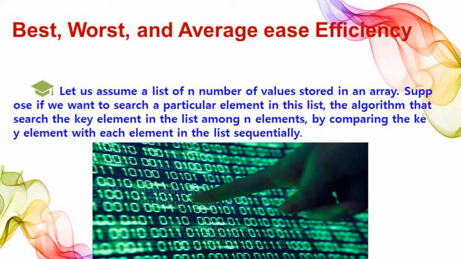Best, worst, and average case efficiency. Here we consider an example: a list of values stored in an array. Suppose we want to search for a particular element in this list. The algorithm searches for the key element by comparing the key element with each and every element in the list sequentially. By comparing, we can differentiate what is the best case, the worst case, and the average case efficiency of an algorithm.